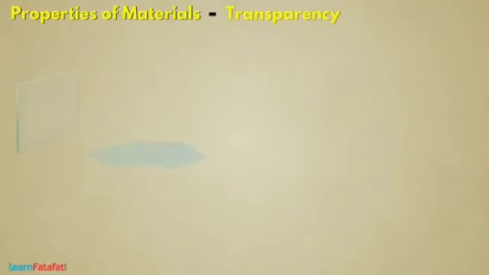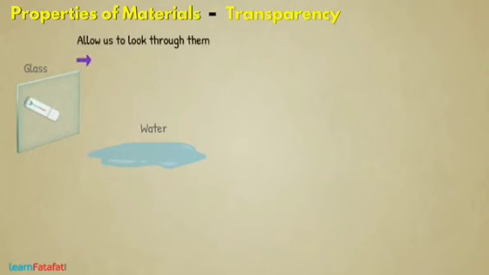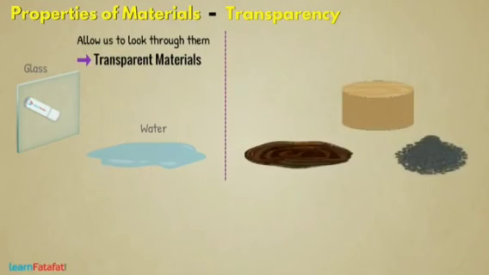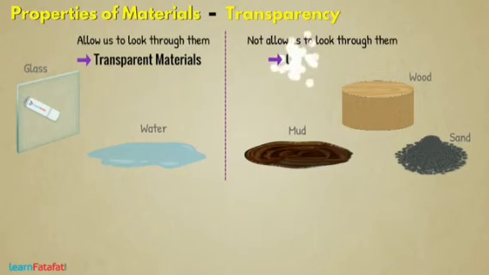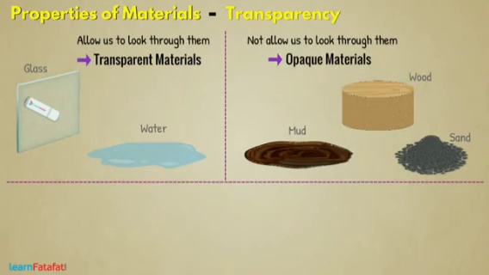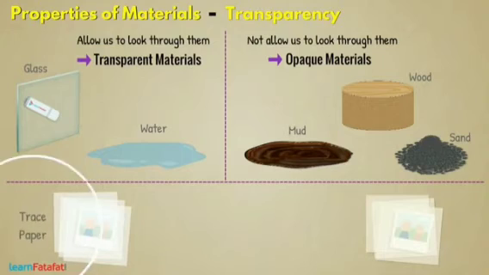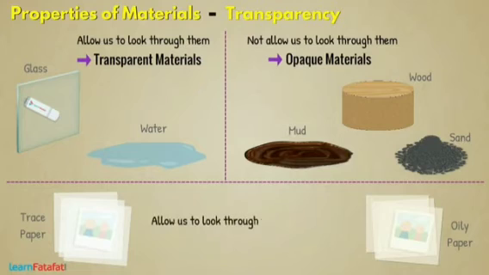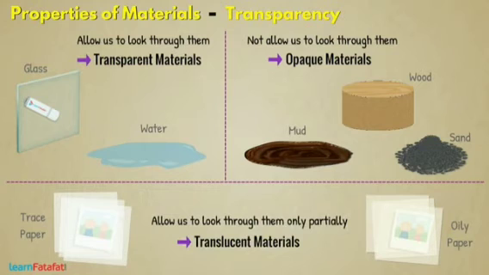Transparency. Some materials such as glass, water, etc. allow us to look through them completely. Such materials are called transparent materials. Some materials such as wood, mud, sand do not allow us to look through them. These are called opaque materials. There are some materials, for example trace paper, oily paper, etc., which allow us to look through them only partially. Such materials are called translucent materials.